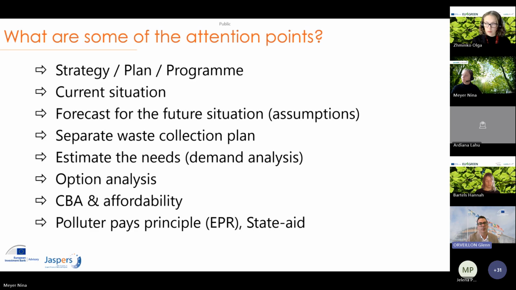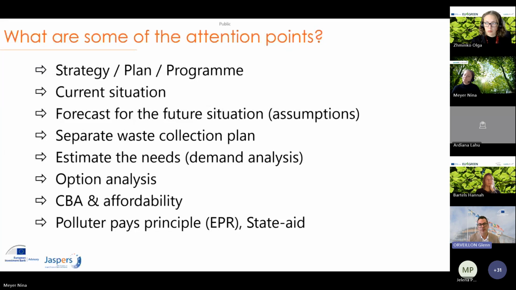Here I put some attention points. They are not the only ones. I also put at the end the polluter pays principle. I think now, because of the question, it's important also to understand that if you start to treat waste that is not municipal, like construction and demolition, it was mentioned before, you might have to apply the polluter pays principle. It might be under EPR. It's going to be a bit more difficult.